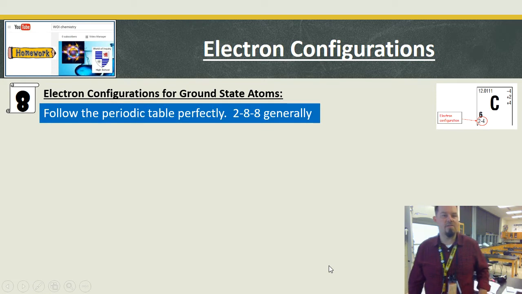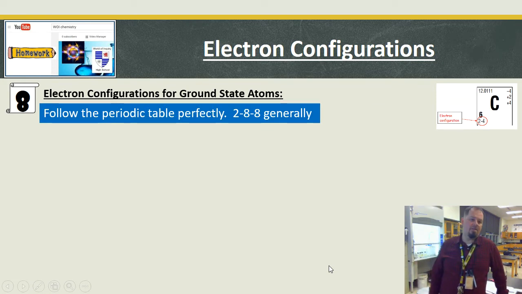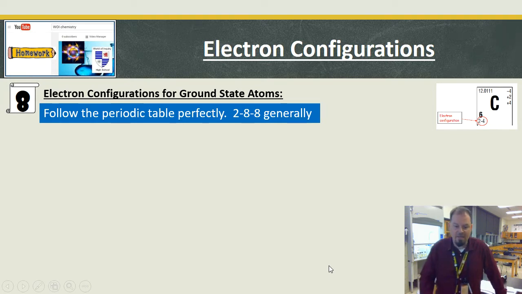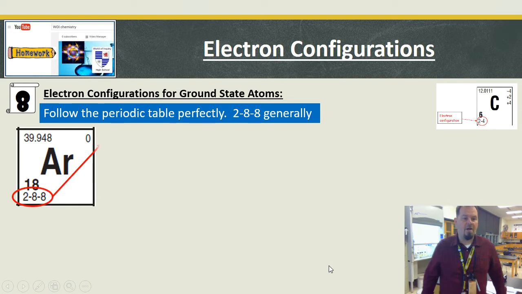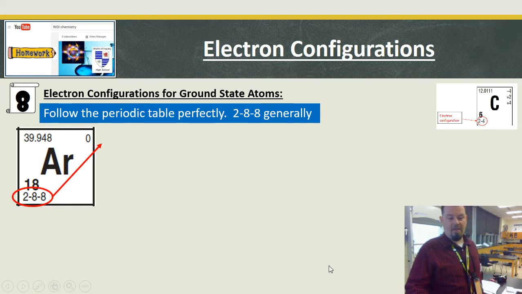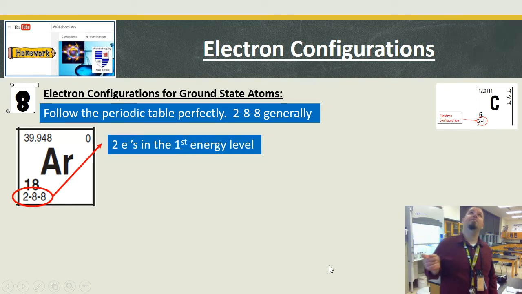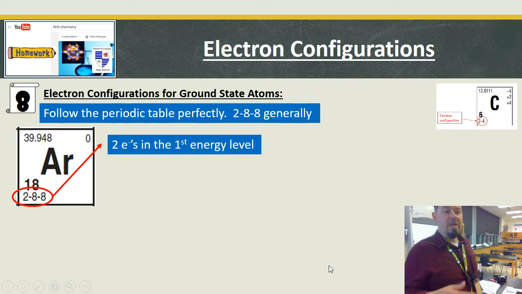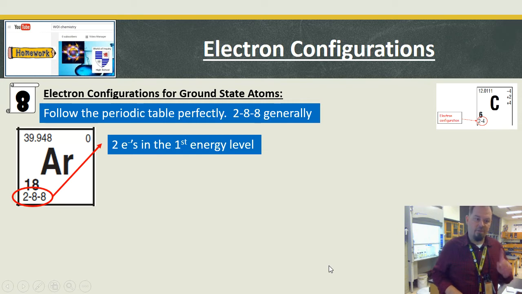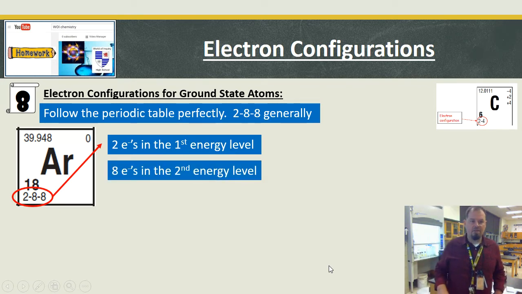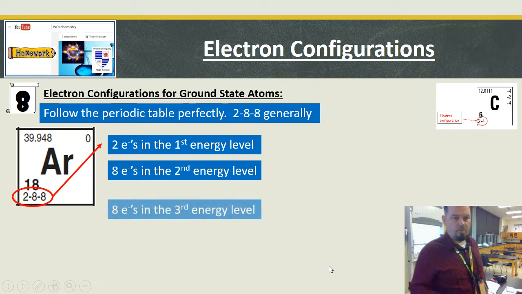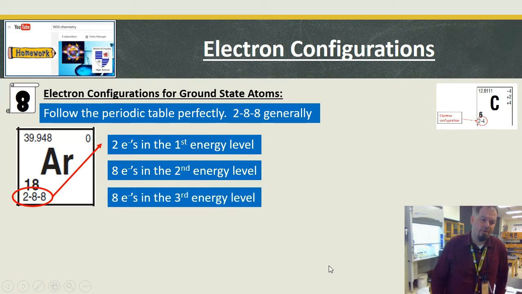So ground state follows the periodic table perfectly. Notice the electron configuration is at the bottom of the tile, and it generally goes in a 2-8-8 fashion. If I look at argon, the 2-8-8 is the electron configuration. That's labeled in the key, by the way. It says electron configuration there. But this is the information it doesn't give you. It tells me that there's 2 electrons in the first energy level, because that would be the first number. Then there's 8 electrons in the second energy level. And then there's 8 electrons in the third energy level.